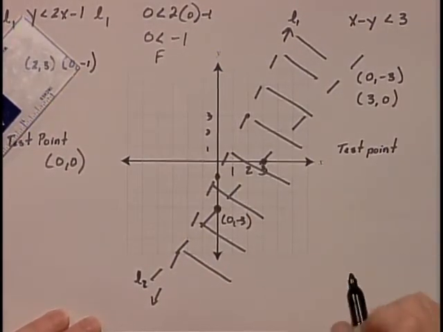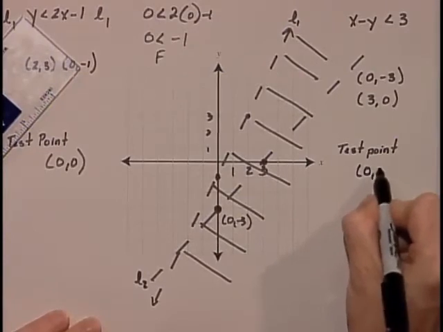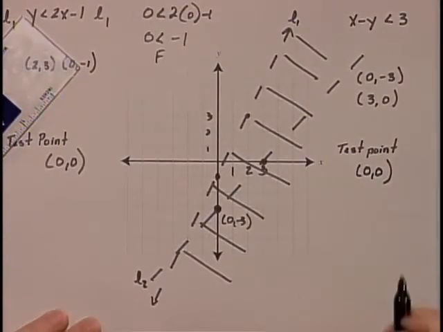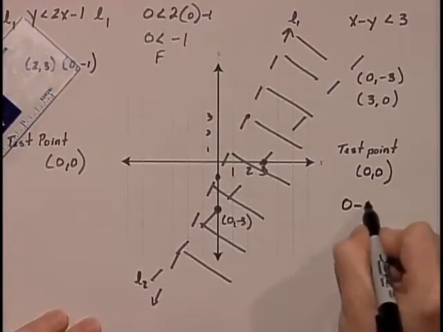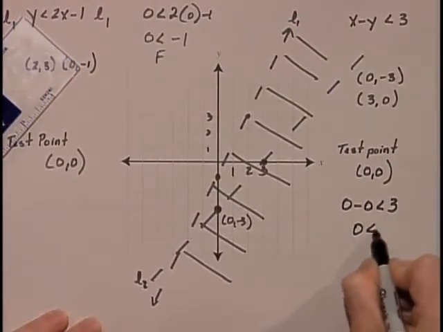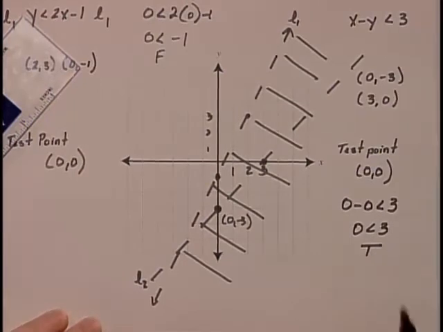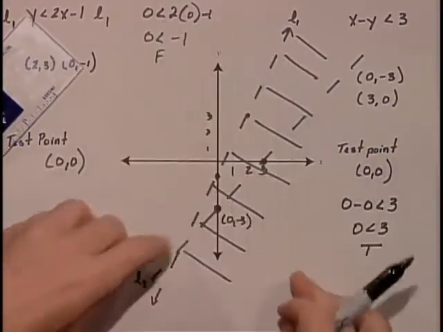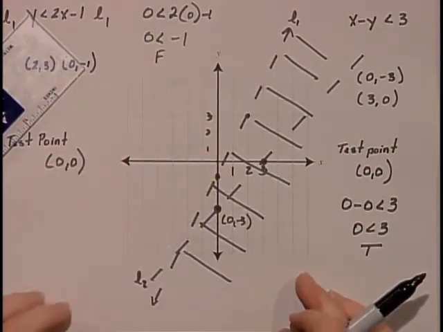We also need to do a test point. So let's test (0, 0) in the original inequality. So it'd be 0 minus 0, is that less than 3? 0 is less than 3? That is a true statement. So anything above line 2 on the same side as (0, 0) gets to be shaded.